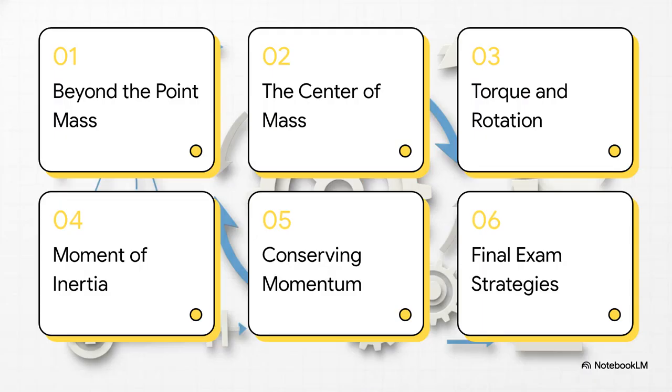All right, here is our masterclass syllabus for today's explainer. Number 1, beyond the point mass. 2, the center of mass. 3, torque and rotation. 4, moment of inertia. 5, conserving angular momentum. And 6, final exam strategies. We're going to move step by step from the basics all the way to the supreme laws of conservation.